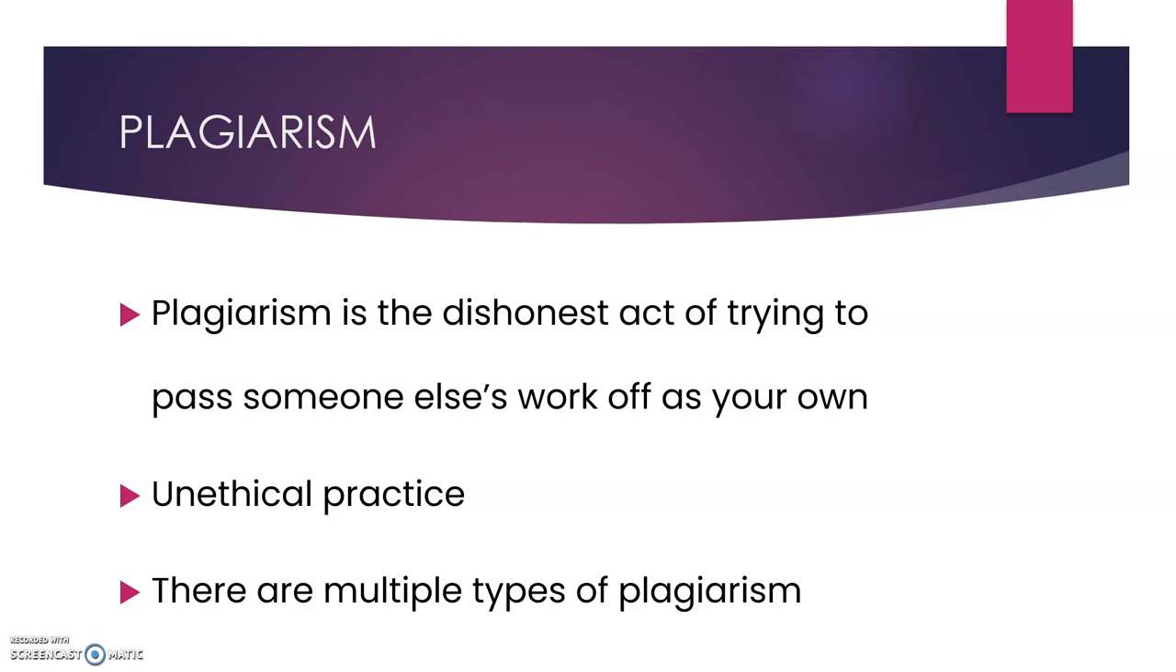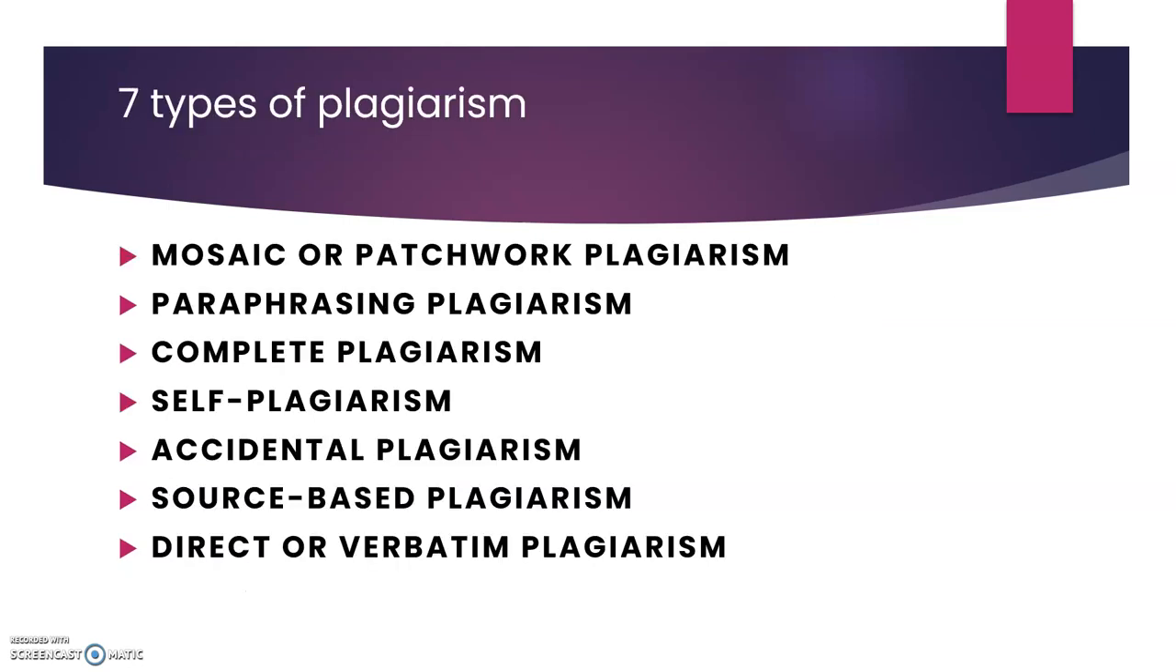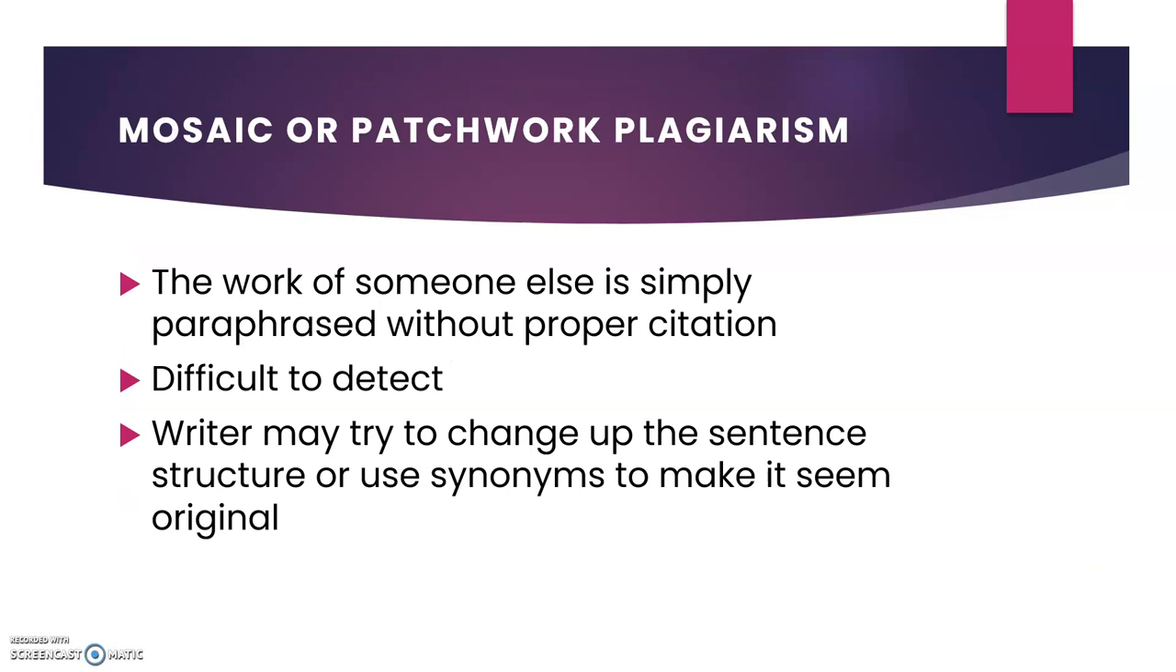Some aren't even intentional. Today, we shall discuss the different types of plagiarism, including examples, so you can avoid plagiarism in your writing. So, there are 7 types of plagiarism. They are mosaic or patchwork plagiarism, paraphrasing plagiarism, complete plagiarism, self-plagiarism, accidental plagiarism, source-based plagiarism, and direct or verbatim plagiarism. So now let's look deep into each type of plagiarism.